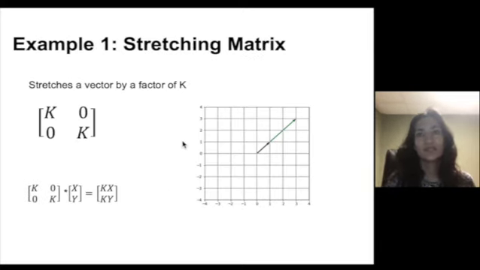Here's an example of a stretching matrix. This is a fairly simple linear transformation that stretches a vector by a factor of k. So here you see application of the stretching on the vector (1, 1), stretching it out to (3, 3). So this would be an example of k equals 3. A linear transformation is applied to a vector by matrix multiplication. So the first coordinate is given by k times x plus 0 times y. The second coordinate is given by 0 times x plus k times y.